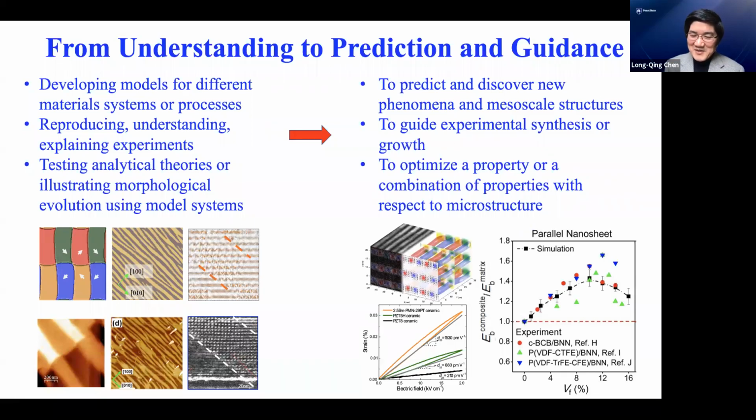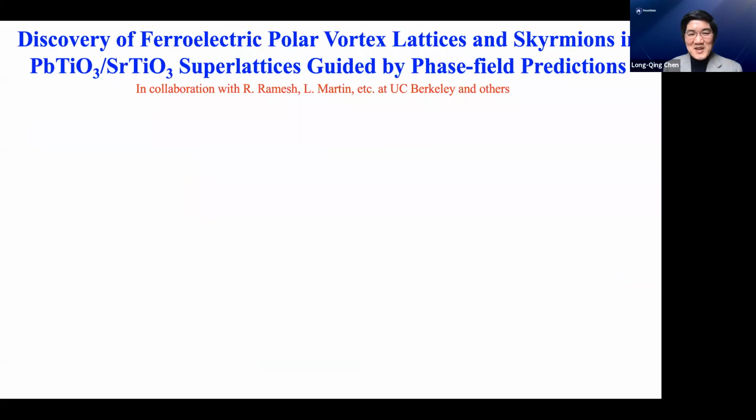In this case, this figure shows what will be the optimum breakdown strength of a composite, a polymer filled with ceramic particles, or a ceramic polymer composite. What is the optimum shape of the ceramic particles? What is the optimum volume fraction? So I'll just quickly show two examples.